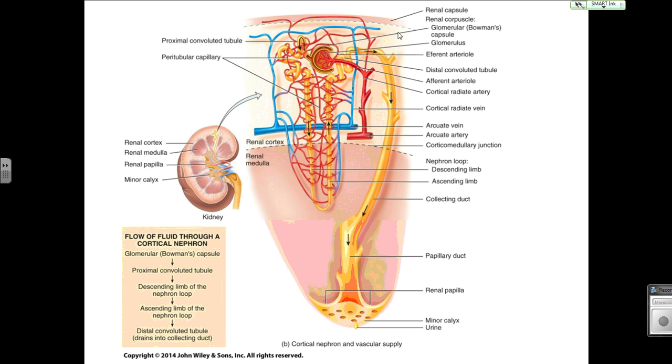Anybody know what the word juxtapose means? It means next to. So the word juxtaglomerular literally means next to the glomerulus. Well, there's the glomerulus. Hopefully you see why we call it that.